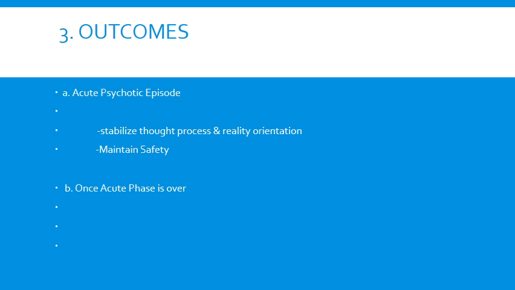And then the next outcome falls under once the acute phase is over. Once the acute phase is over, usually the person is able to be transferred to a less restricted unit. It might be a more open unit where they can go out on passes, they can come back in, a lot less restrictions. And here we want them to develop an ability to live independently and successfully in the community. This may require a lot of follow-up care for them. It may involve the patient and family working together, receiving community services.